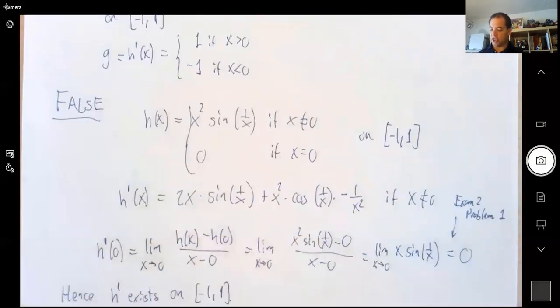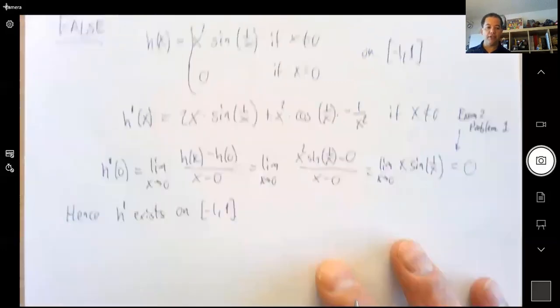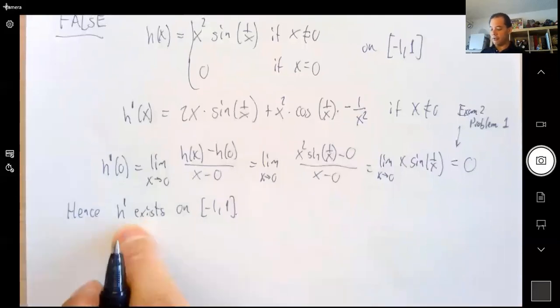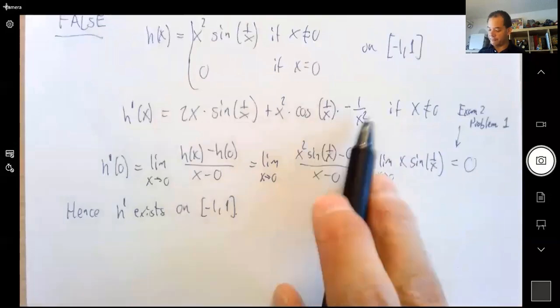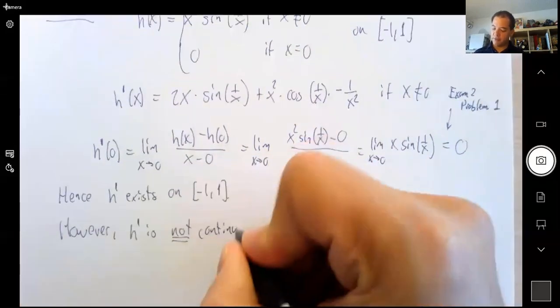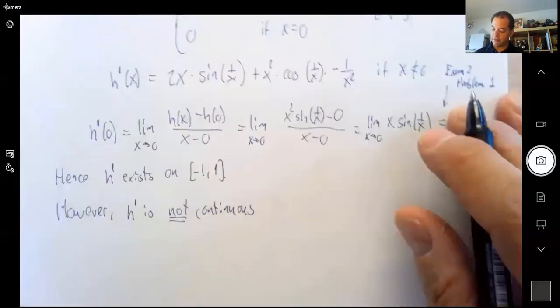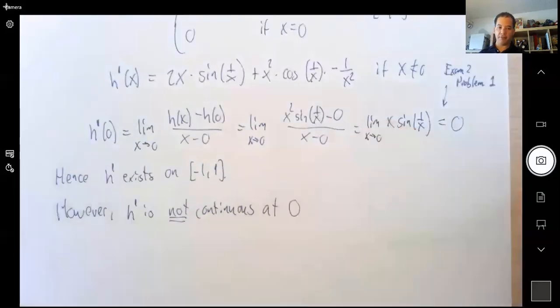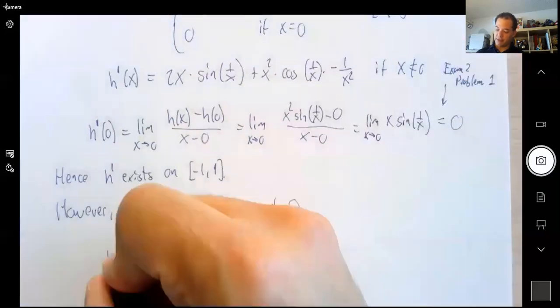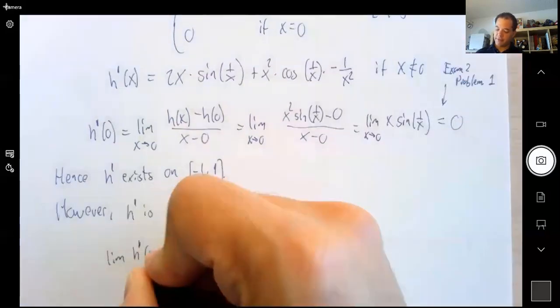So you can call it g, but is the derivative continuous? That's the question, right? Is this function continuous? And it's not going to be continuous because what happens to this when we approach 0? It is not continuous at 0. Everywhere else it is, but at 0 it fails. Why? Because what is the limit when x approaches 0 of h prime?